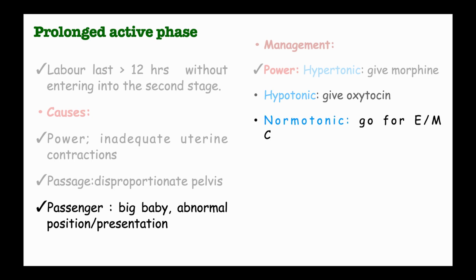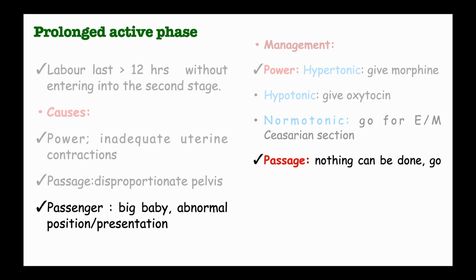Then, if it is normotonic, then we have to go in for cesarean section, because there is actually no hypertonic or hypotonic or excessive or abnormal uterine contraction, just that dilatation is not taking place. So we have to go in and do cesarean section for this woman.